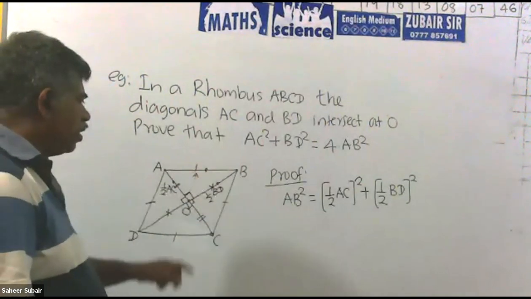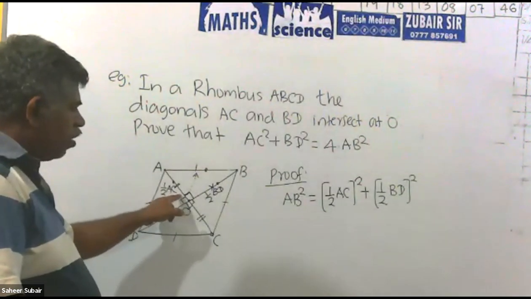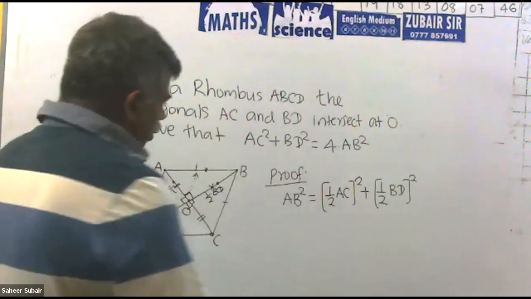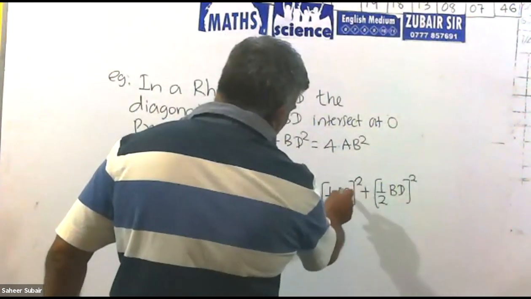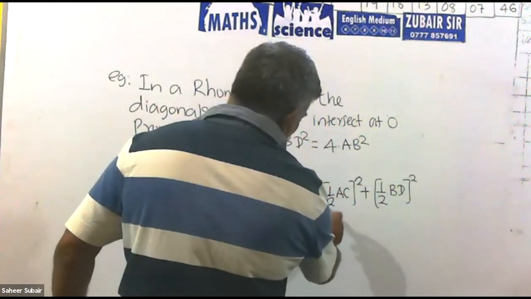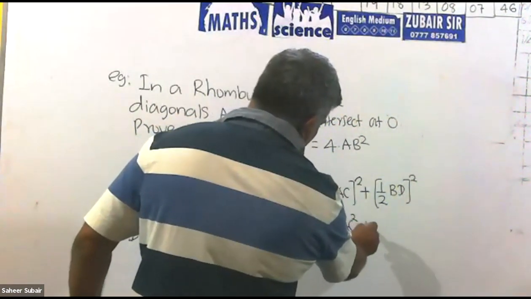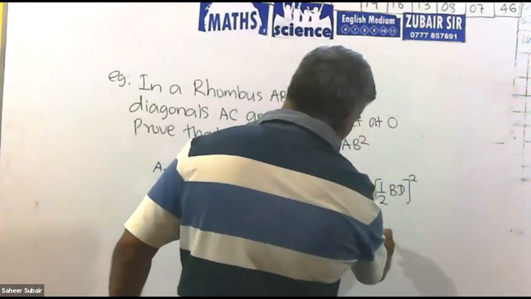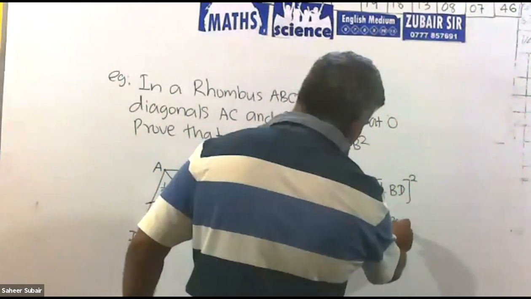AB is the hypotenuse. AB squared is equal to, this part is half AC, half AC squared, this part is half BD squared. Then see, half AC squared means we have to give a square for each one. Then 1 squared is 1, over 2 squared is 4, then AC squared. Plus when you give a square for each of these, 1 squared is 1, lower part 2 squared is 4, then BD squared.